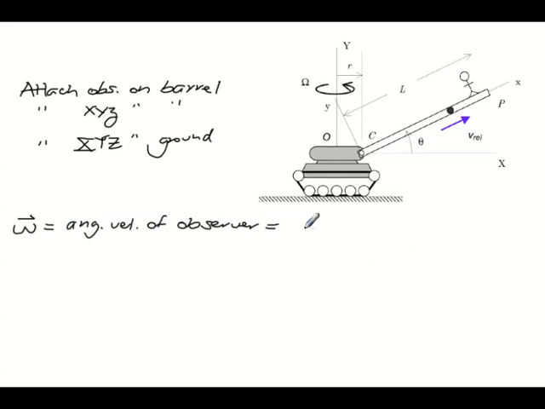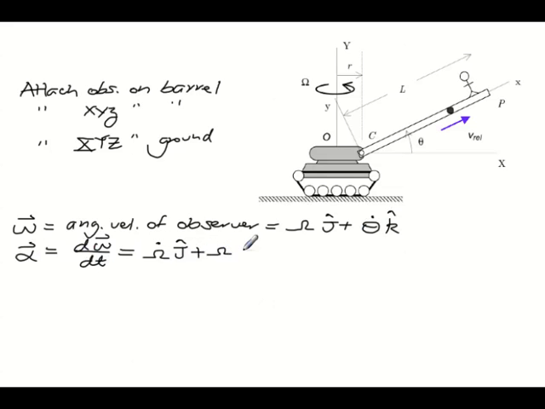Two components. Big omega about the fixed axis of J. There's a theta dot component which is about the moving K axis, and that's a plus. Alpha, that's the angular acceleration, so that's d omega dt. Differentiating: omega dot J, plus omega J dot, plus theta double dot K, plus theta dot K dot.